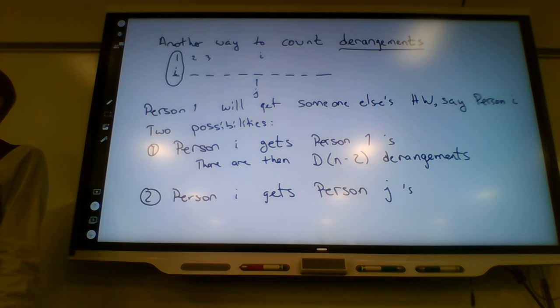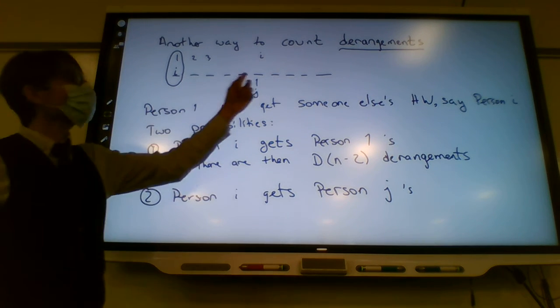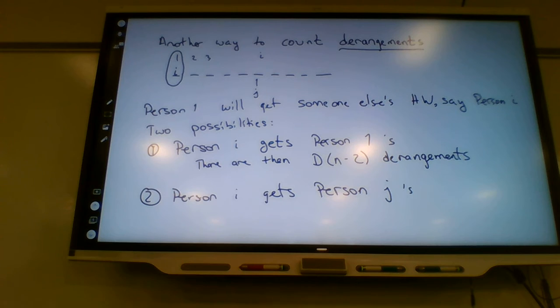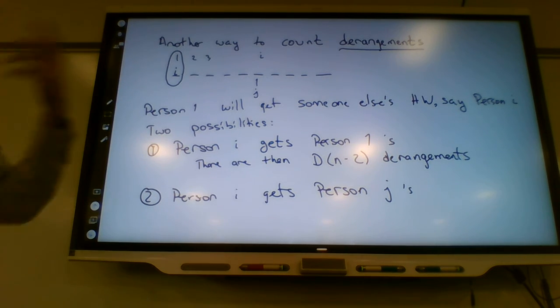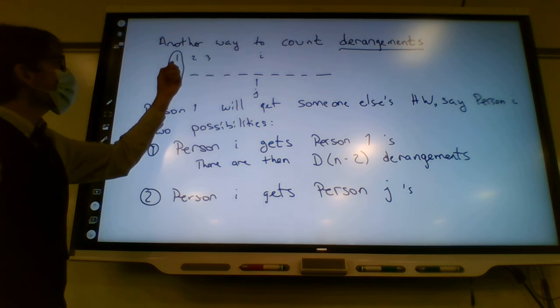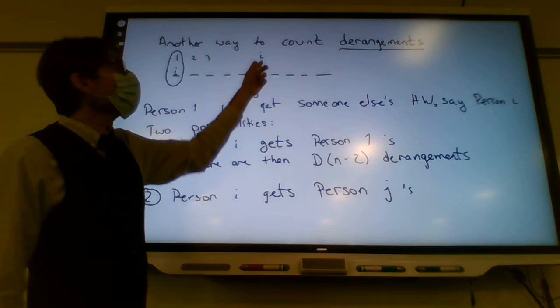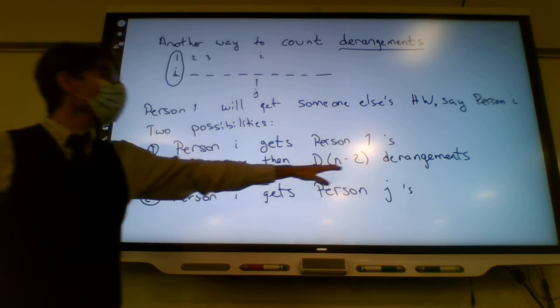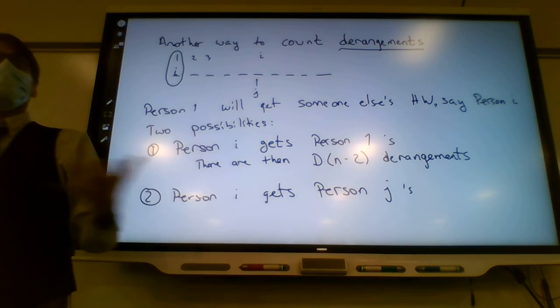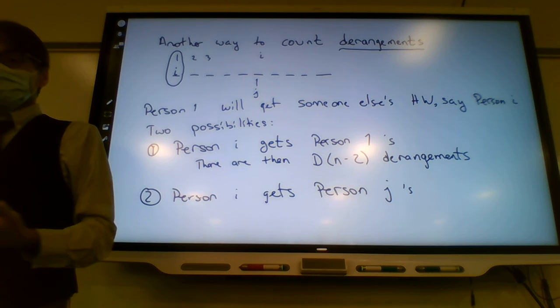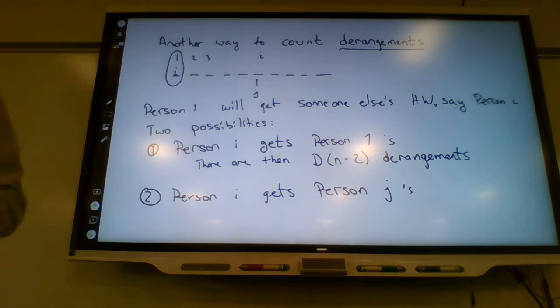Does that make sense? So those two are not fixed points, but they're settled, they're established. We know who got what. And then for the other things, even if person one gets person I's homework and person I gets person one's homework, there are still this many ways for everyone else to get their homework. Does that make sense?